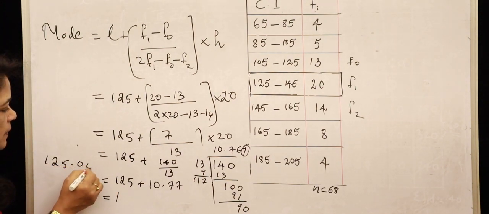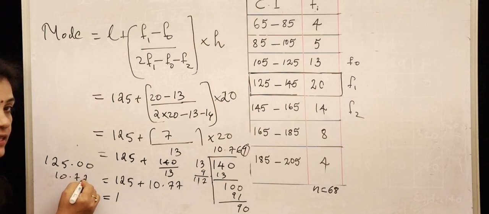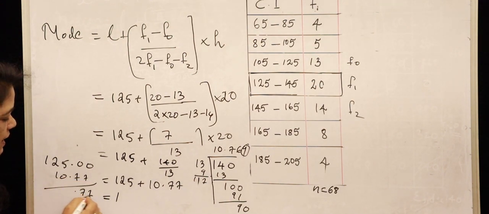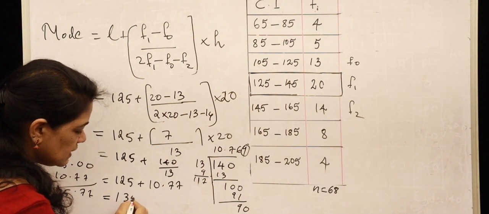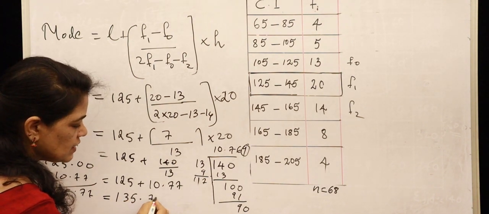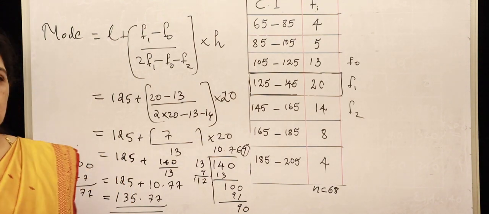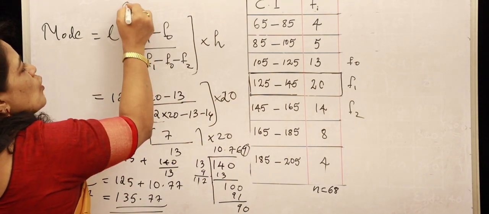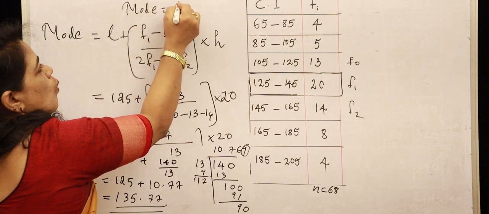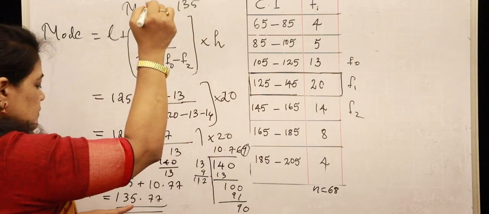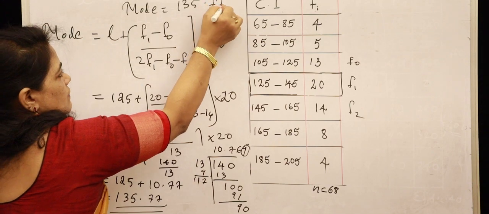125, okay, 10.77, that is 0.77531, 135.77. This is the mode of this frequency distribution table. That means mode is equal to 135.77.